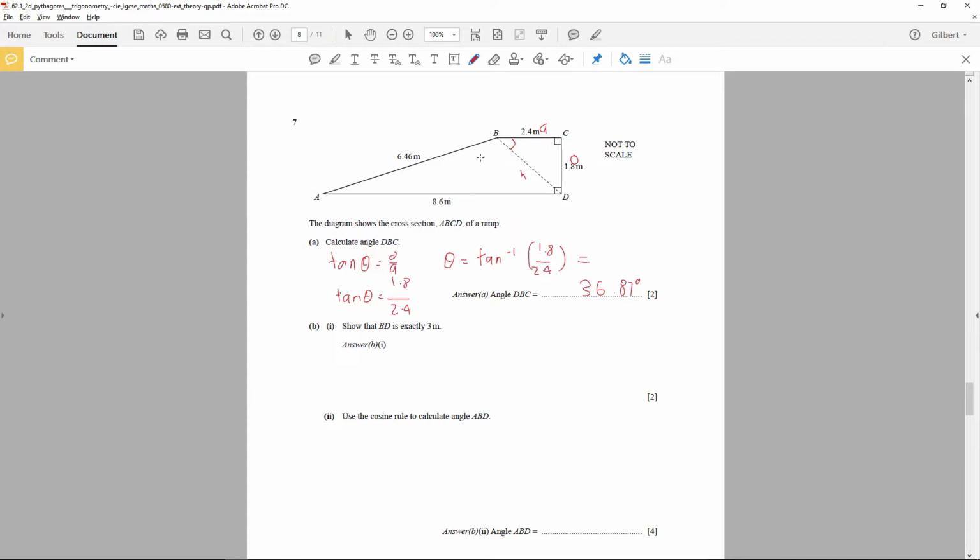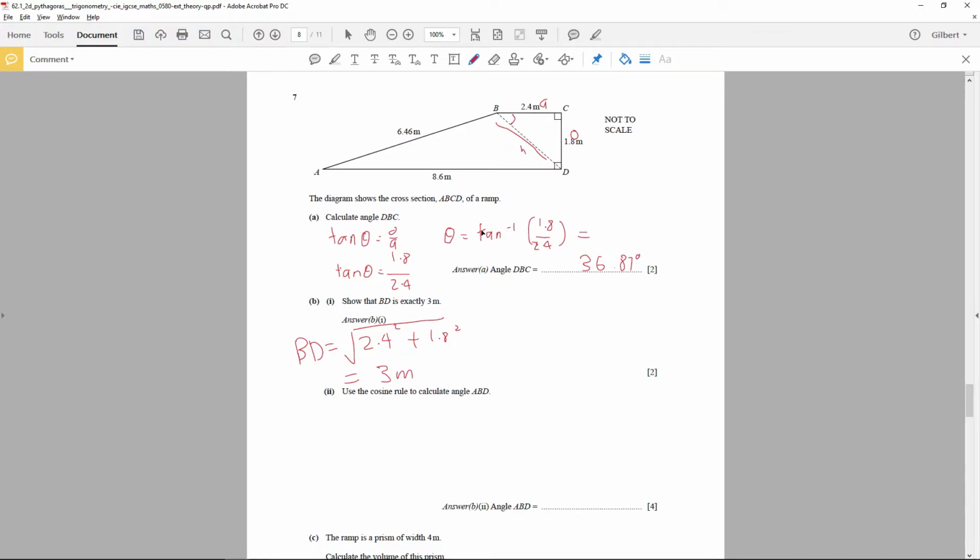Now, to find BD, you will have to use your Pythagoras rule. Square root of 2.4 squared plus 1.8 squared. You will get exactly 3 meters. BD equals 3. Use the cosine rule to calculate angle ABD. ABD will be this angle here. Using your cosine rule.